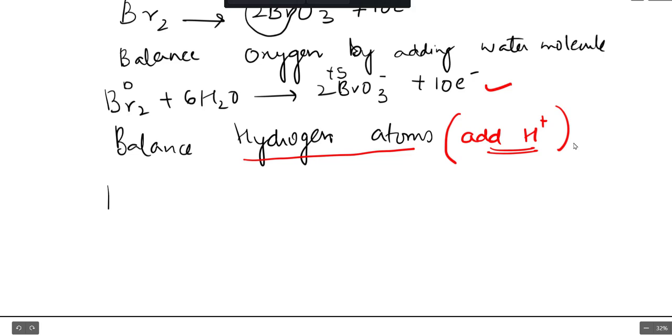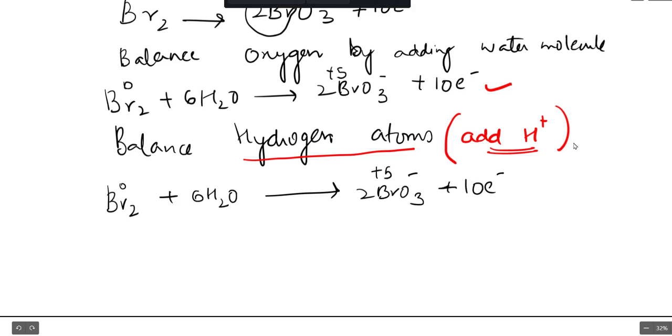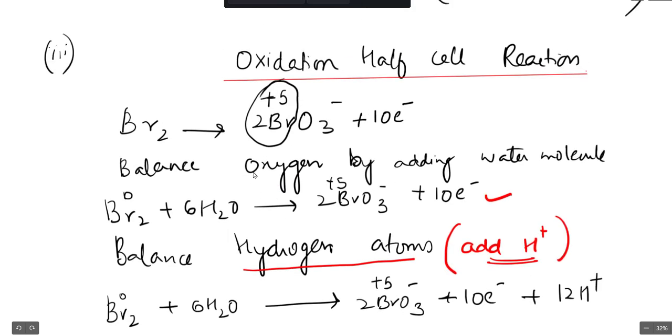I'll rewrite the reaction. Br2, 0 valency, so 0 oxidation number, plus 6 water molecules gives 2BrO3 minus, this is +5, plus 10 electrons. Now, how many H plus can I add? Hydrogens here are 6 2s are 12. To balance that, I'll be adding 12H plus. This is fine, students. Once you go through the reaction: first balance oxygen, then balance hydrogen. Let me underline that also. Balance oxygen, balance hydrogen. How do you balance oxygen? By adding a water molecule. How do you balance hydrogen? By adding H plus. Done.